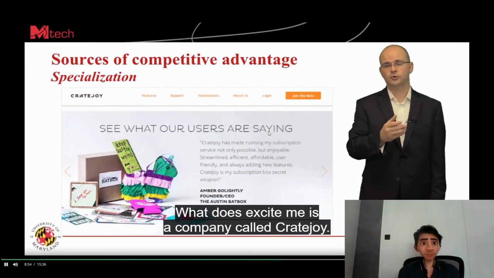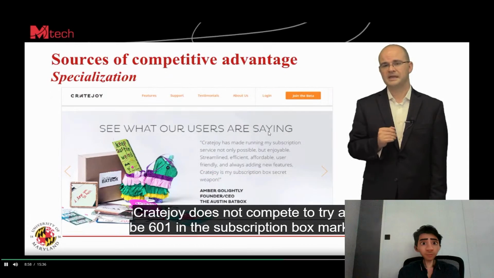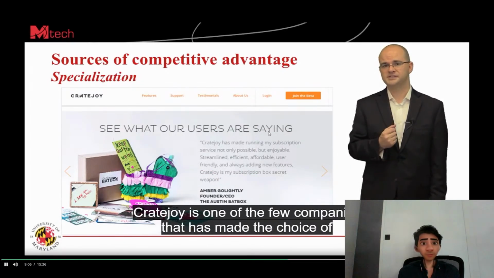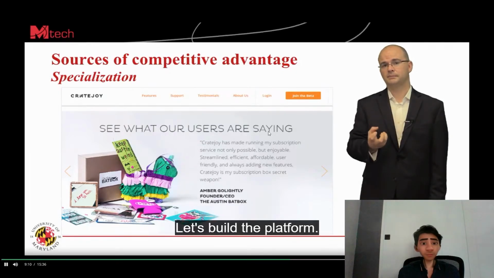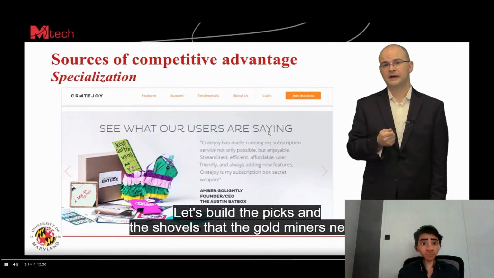What does excite me is a company called CrateJoy. CrateJoy does not compete to try and be 601 in the subscription box market. CrateJoy is one of the few companies that has made the choice of let's build the tool, let's build the platform, let's build the picks and the shovels that the gold miners need.